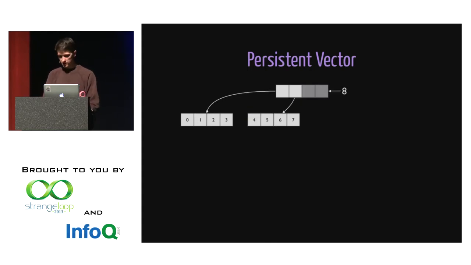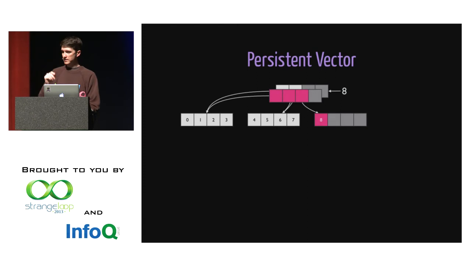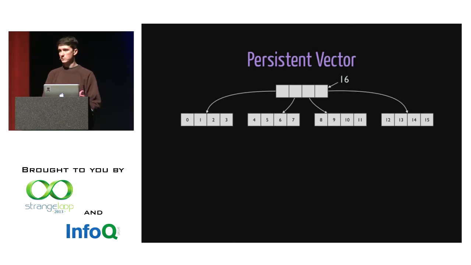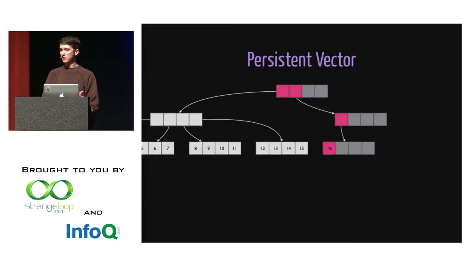Now, assuming we have 8, again, we just do kind of the same thing, where now our rightmost child was full, so we need to construct a new child and add it in there. And this is similar to the case where our leaf was full. If our node is full, then we just construct a new parent that points down to a final child.